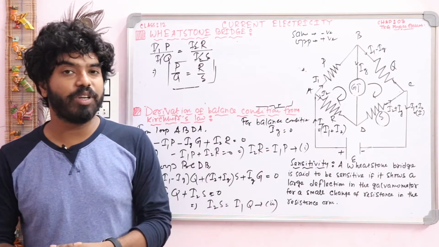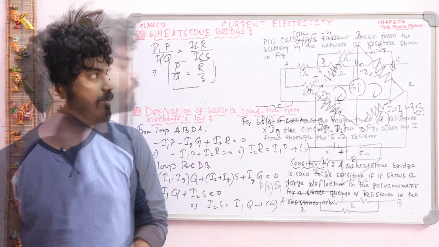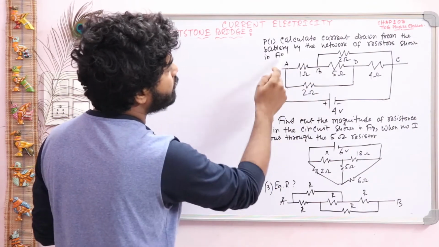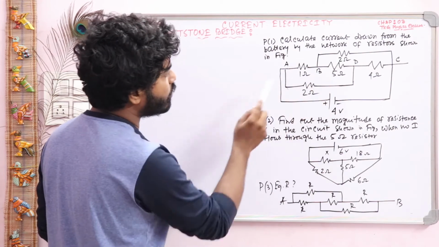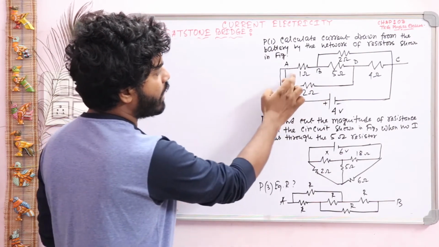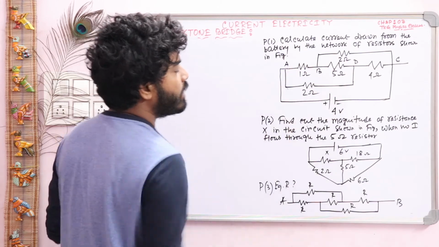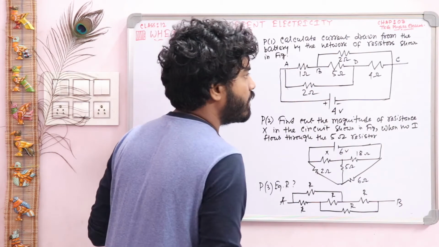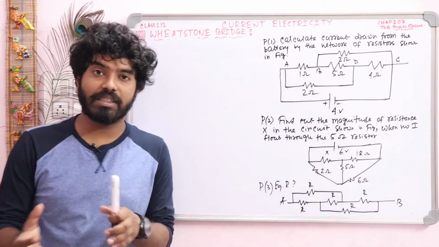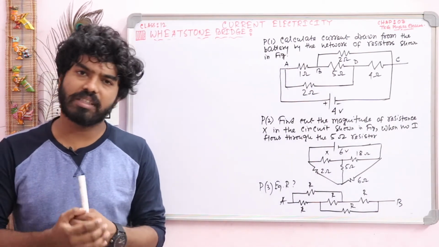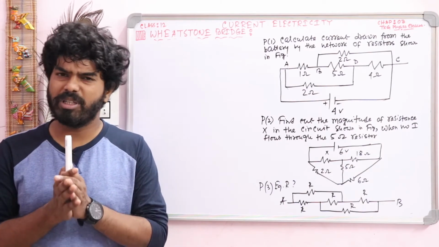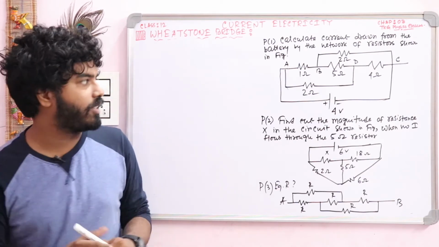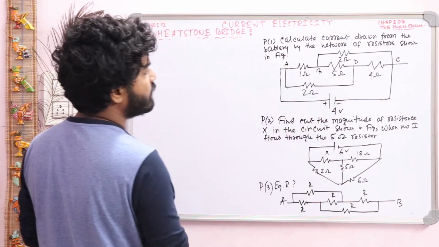Now we will solve some numericals related to Wheatstone bridge. Let's see our problem 1: calculate the current drawn from the battery by the network of resistors shown in this figure. You see here 1, 2, 3, 4 and 5 resistances are given. This is not a series, this is not a parallel. So in general, when there is a 5 resistance or 6 resistance combination, in most cases this will form a Wheatstone bridge circuit. Check it. At first you have to make the equivalent circuit.